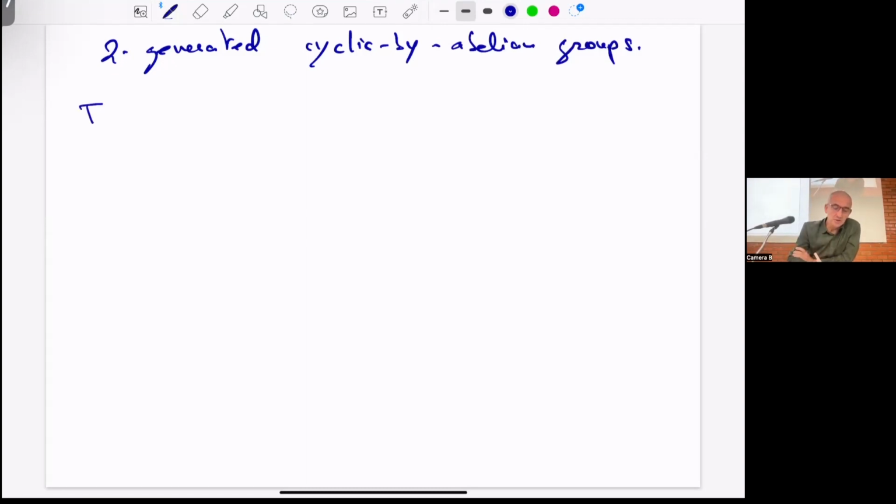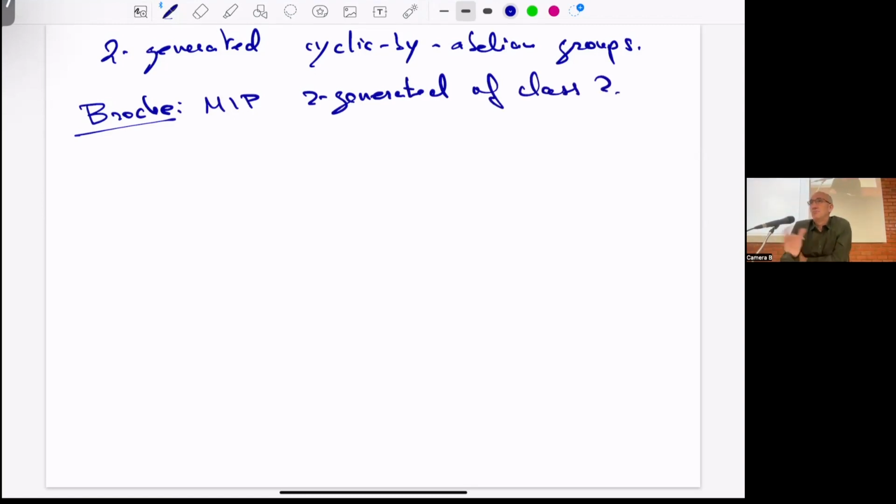Eventually we obtained some positive result with Broche, but with an additional assumption. So we proved the modular isomorphism problem for two-generated groups of class 2. For class two, the problem is still open in general, but for two-generated groups of class two, we managed to prove it. But we wanted to go farther, and somehow naively, I expected that this class of groups could be classified.